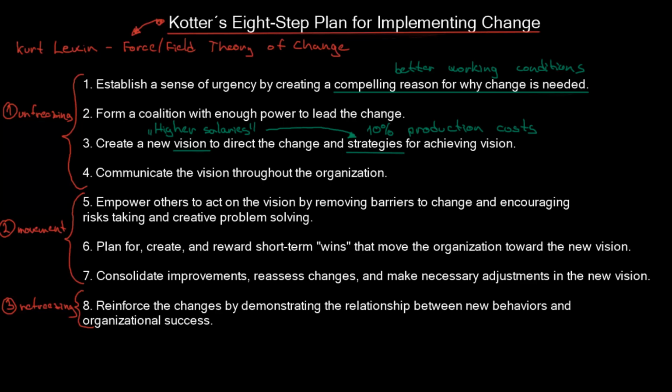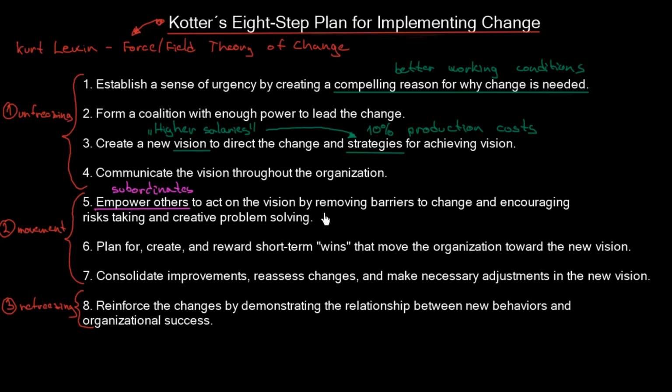As a fifth step, empower others to act on the vision by removing barriers to change and encouraging risk-taking and creative problem solving. This is a very important word, empowering. It will not be us who will be doing all the changes, but we would like others, so maybe some of our subordinates. Because if you imagine our strategy, it's not simple to cut the costs by 10%. We really need the cooperation of the frontline personnel maybe to succeed in this strategy.